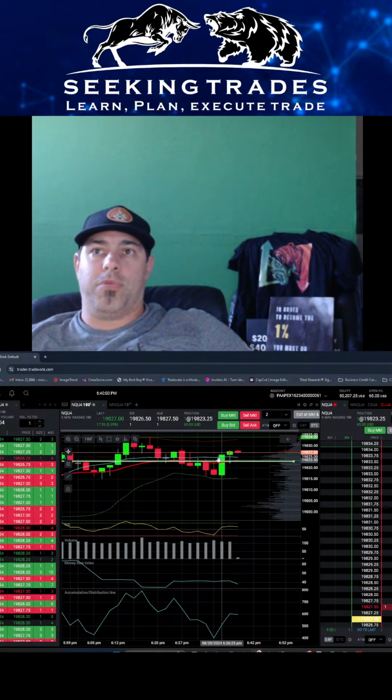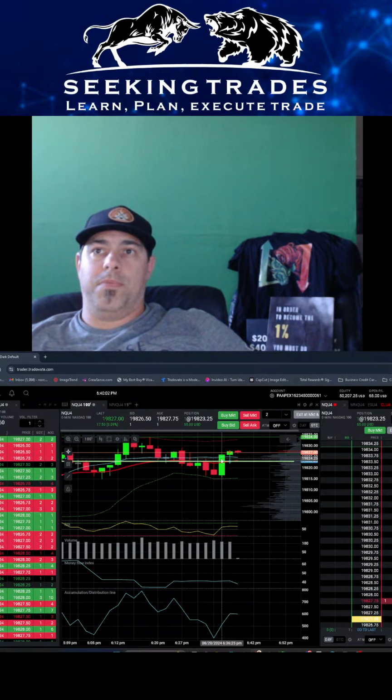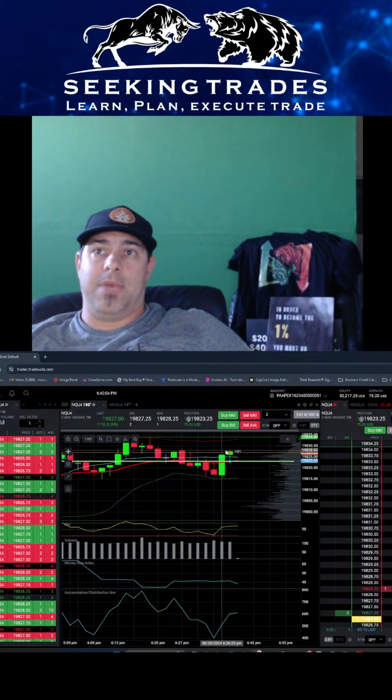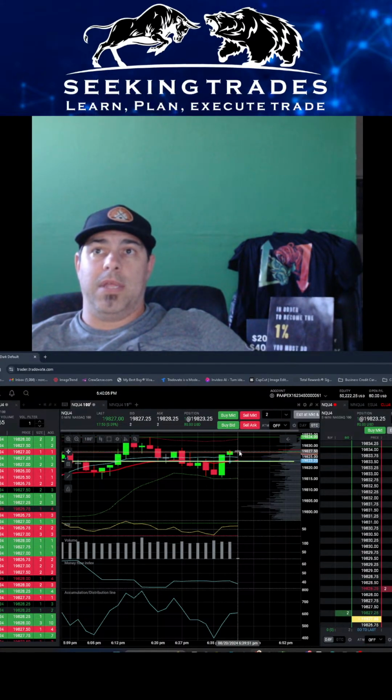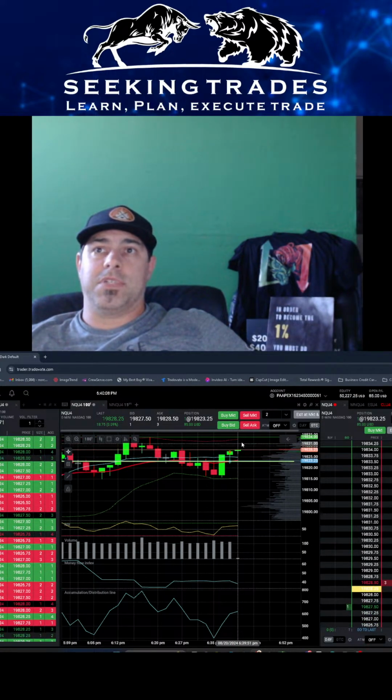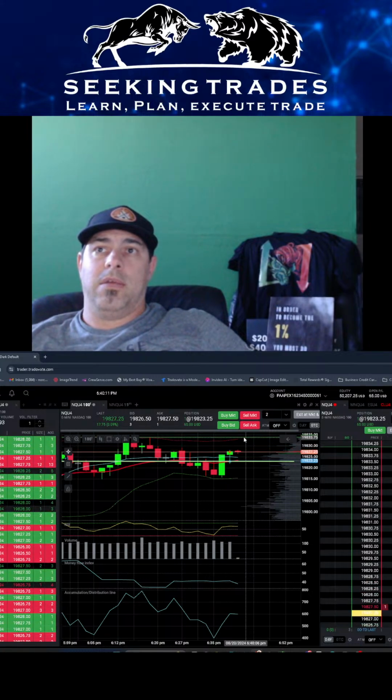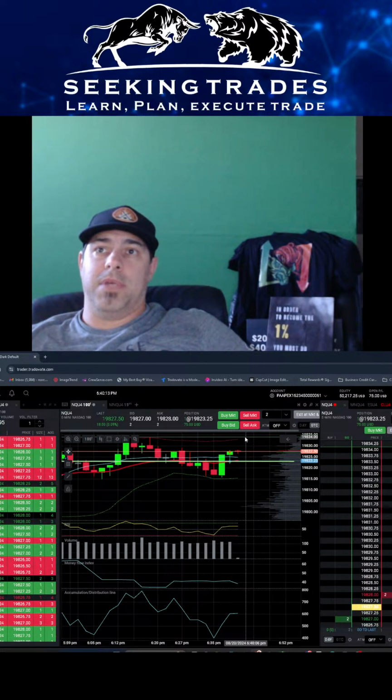That came up, broke through the support, which was then potentially resistance, came up, retested it, held, and then just popped up higher. And now if this can squeeze all the way up to the high of the day, that's going to be a pretty amazing trade.